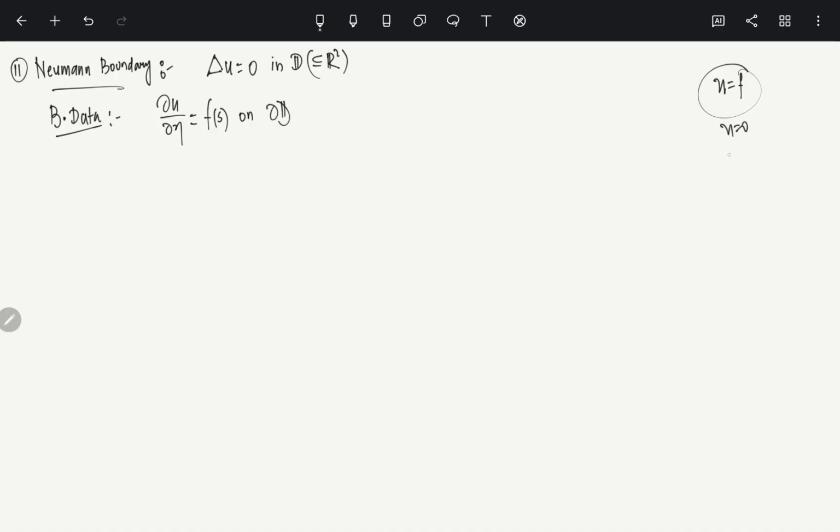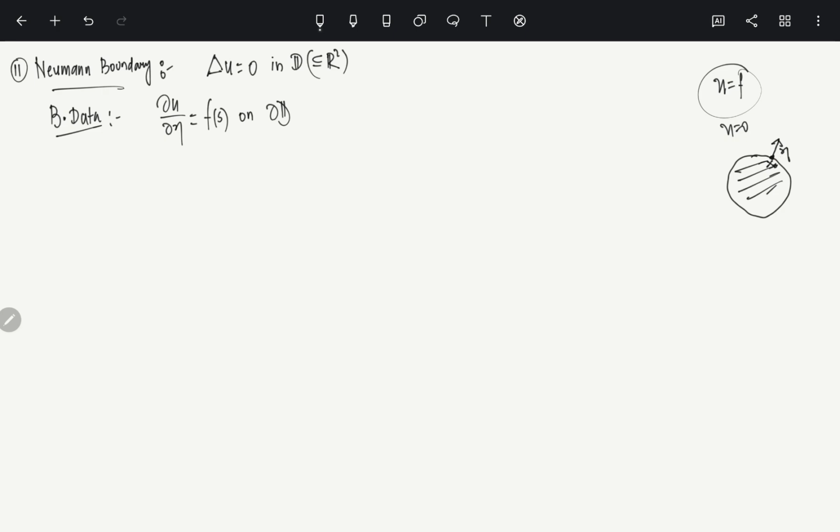Now what we are saying is u is not equal to 0, but the derivative of u in a certain direction. So let's say you are talking about a domain which is a disk, the unit disk. Now at any point, let's say this is your eta, del u by del eta equals f of s on the boundary. So essentially you take any point, let's say x naught on the boundary, and you look at the direction eta. What we are saying is that the derivative of u, how u changes in that direction, is given by f of s.